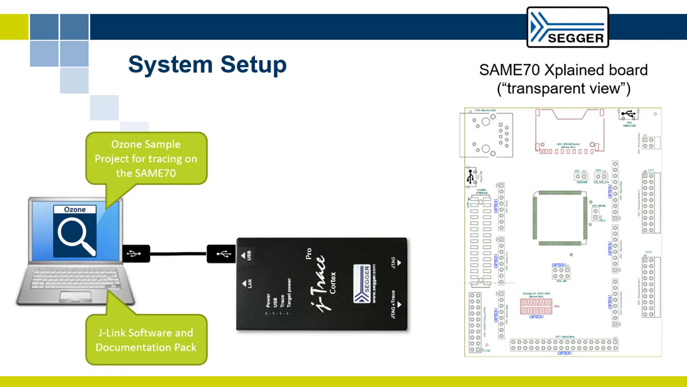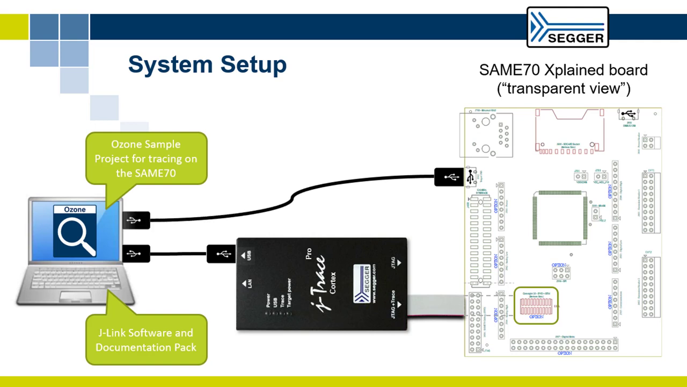Connect the JTrace Pro to your computer via USB. Connect the JTrace Pro to the debug and ETM connector on your target board via the 20-pin ribbon cable. Finally, connect one of the USB connectors on the Xplained board to your computer to power up the board.